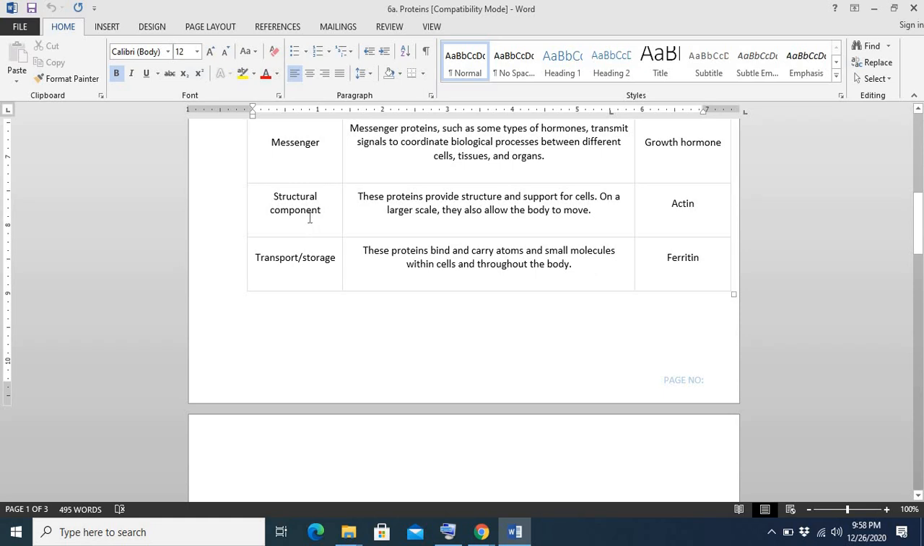And some proteins give shape to our body or give shape to the body cell. Such types of protein are called structural proteins, and actin is one of this type of protein.